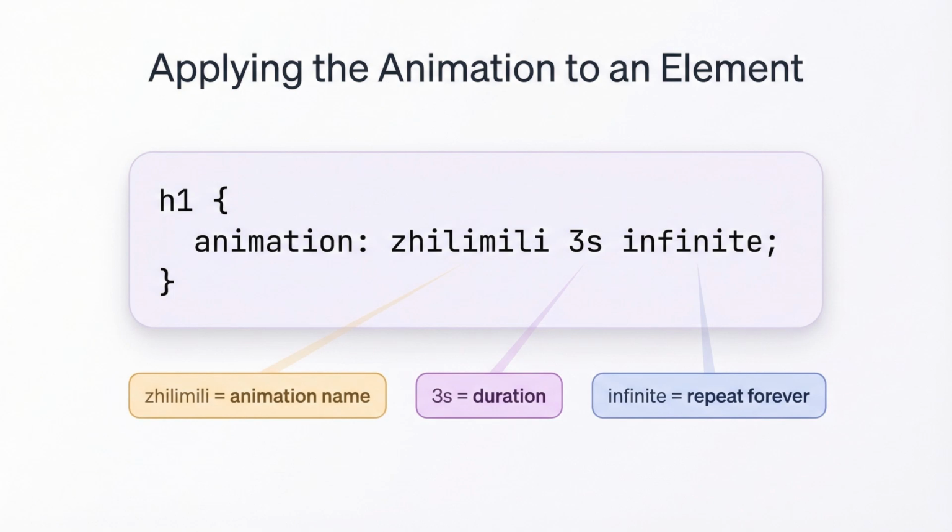Once you've defined the keyframes, you apply them to an element using the animation property. You need 3 key pieces: the animation name, which must exactly match your @keyframes name, the duration, which here is 3 seconds for one complete loop, and the iteration count. Setting it to infinite means it will run forever without stopping.